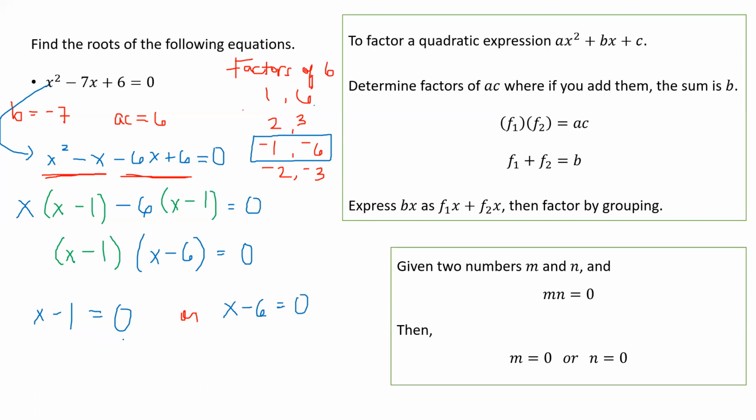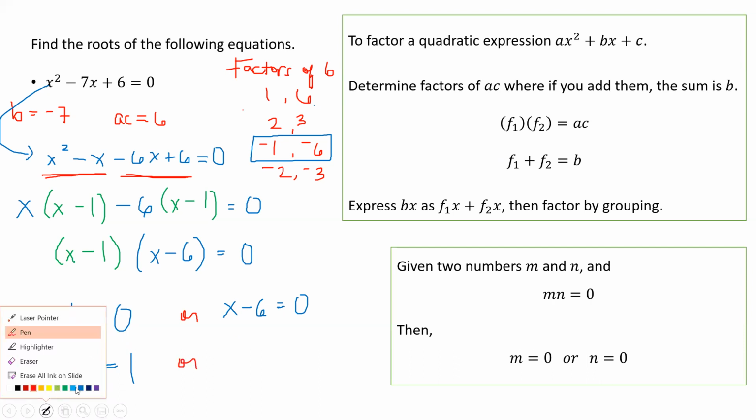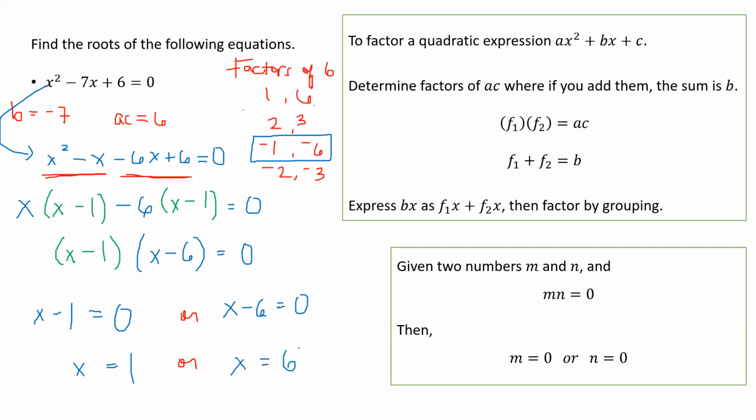Let's treat these two as separate equations. x minus 1 is equal to 0. What is the value of x that will satisfy this equation? Well, x is equal to 1. We can add 1 on both sides. How about the other one, x minus 6 is equal to 0? Well, x is equal to 6. We can add 6 on both sides. And these are the two roots of this quadratic equation, x squared minus 7x plus 6.